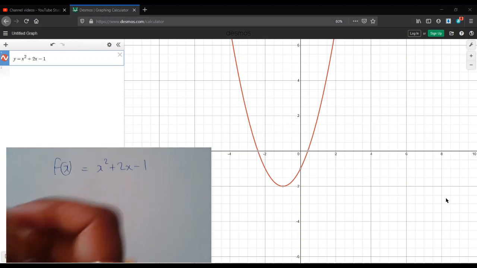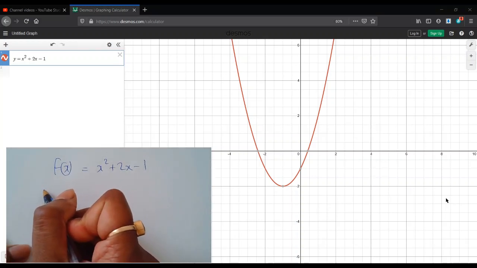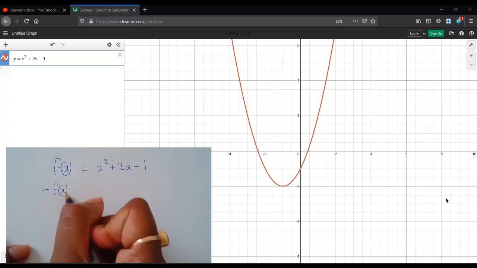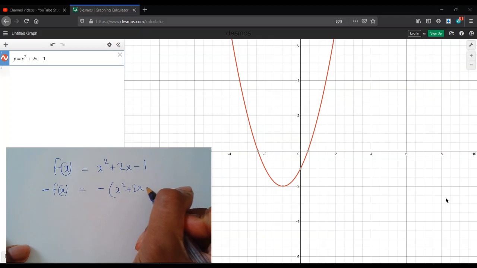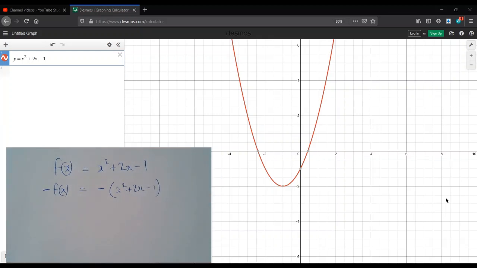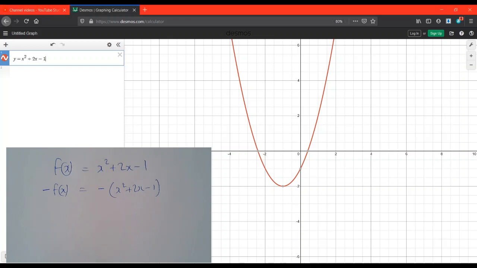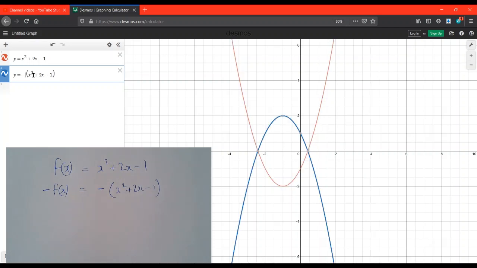I want to see what happens now when I stick a minus in front of the f of x. In other words, all of that, you're putting a negative in front of the whole thing. And let's see what happens with the graph. So that's the original f of x. All of that is the original f of x. That's the function, and I'm sticking a minus in front of it. You can see straight away what's happened.